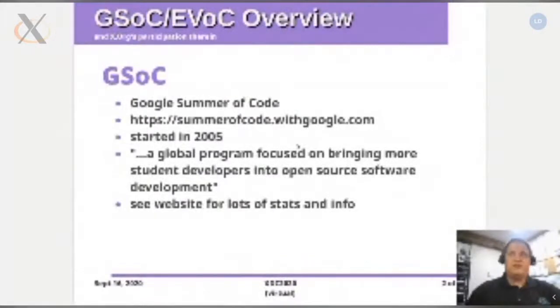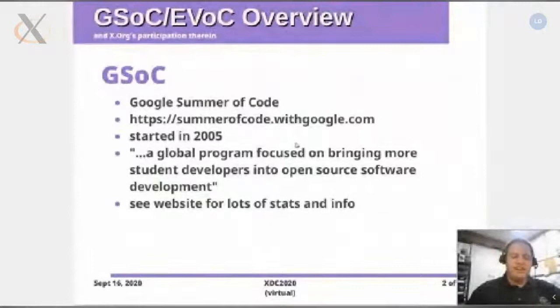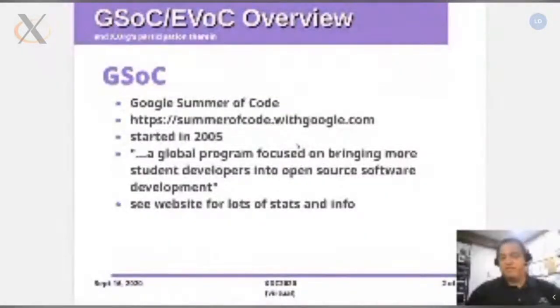It's not a huge subgroup within Google that manages that. And there were about 200 organizations that participated. Every year, the number of organizations is about 200, and we were fortunate enough, X.Org that is, to have been one of those that were selected.